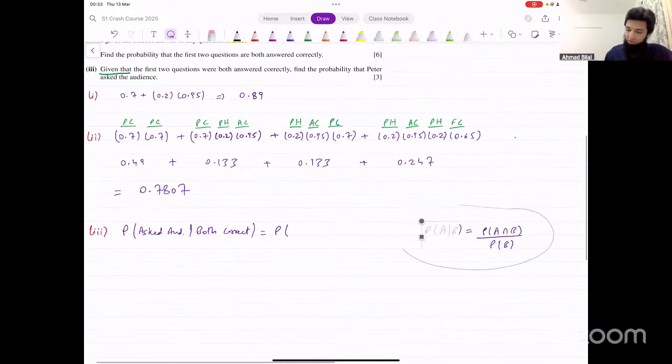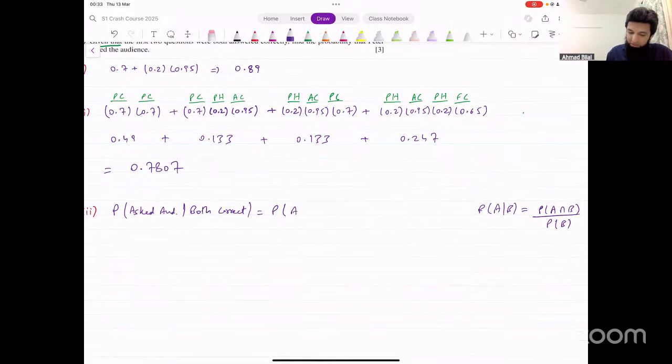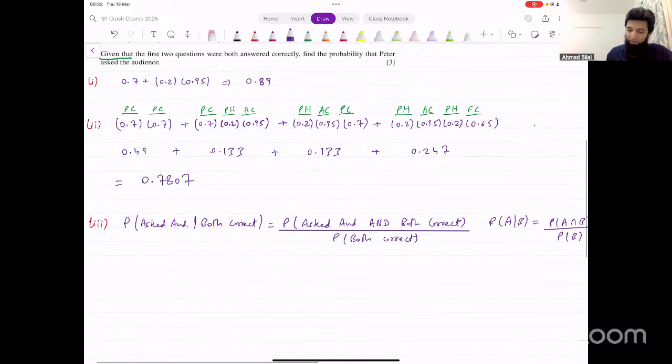Using the formula, the probability that he asked the audience and both questions were answered correctly. That's the numerator, when both conditions are met. And in the denominator, you have the given case in which both are correct. That's what the formula is going to look like, right?